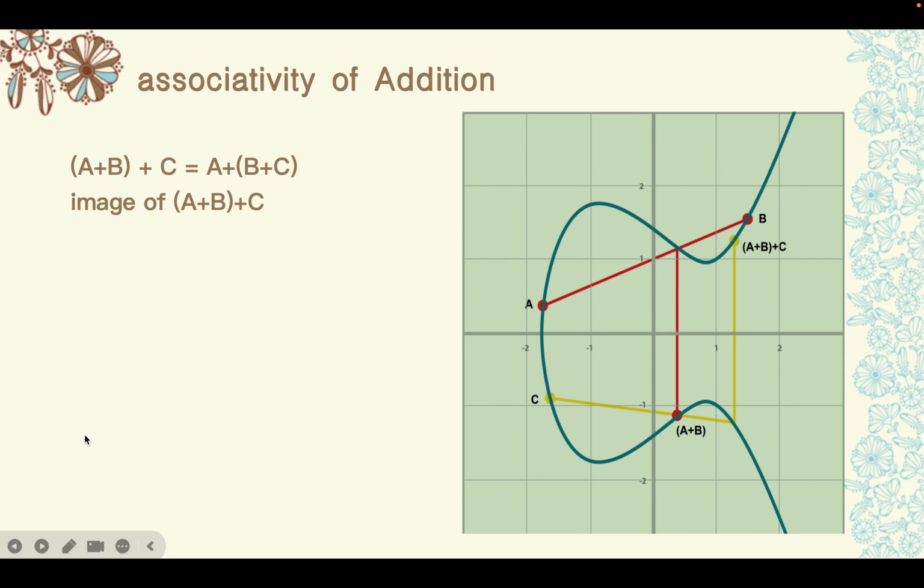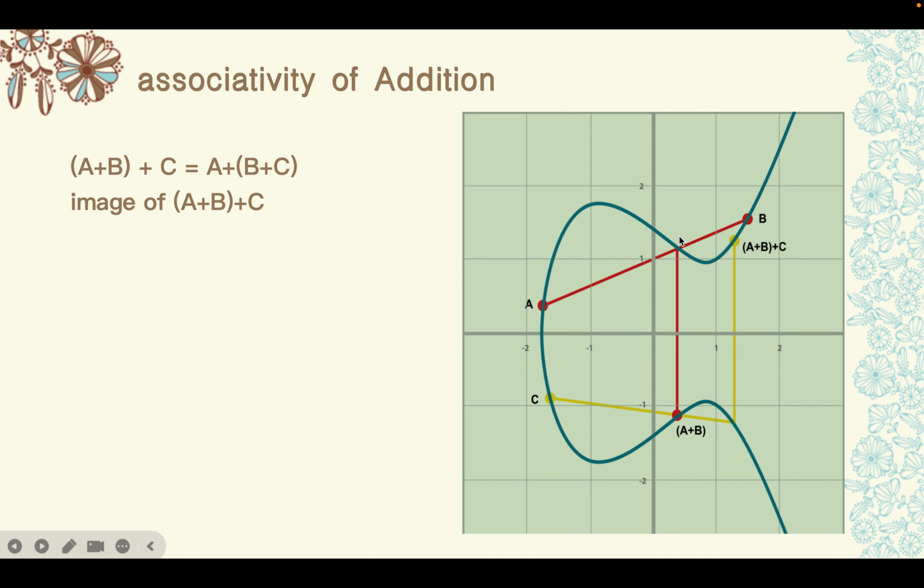Now let's see another property we call associativity. When we have three points added together, we can add the first two points, then use the result to add the third point. Or we can add the second and third points, and use the result to add with the first point. So let's see here the image of A plus B, and then use the result plus C. So let's see A plus B.